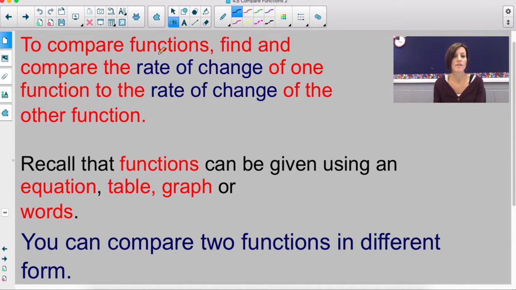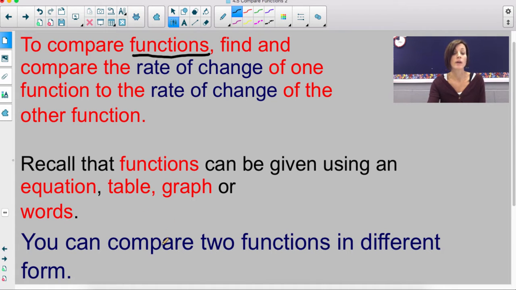So to compare functions, find and compare the rate of change of one function to the rate of change of the other function. Recall that a function can be given using an equation, table, graph, or words. So those all go in the blanks. And then you can compare the two functions once you know the rate of change.